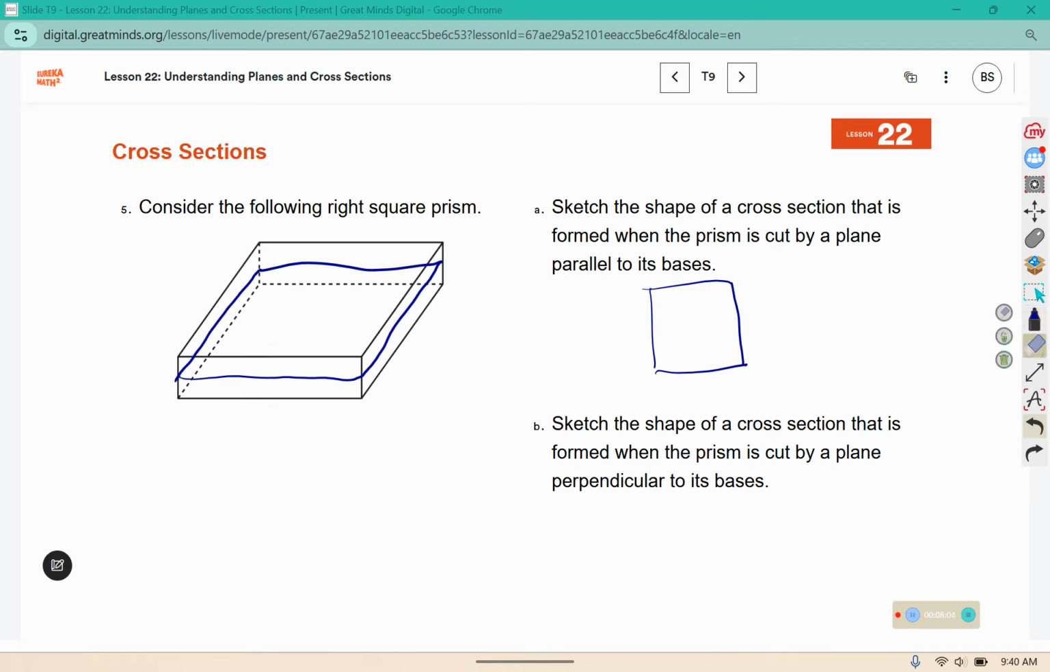Sketch the shape of a cross section that is formed when the prism is cut by a plane perpendicular. So if we slice through going up and down, the shape is going to be a long, narrow rectangle.